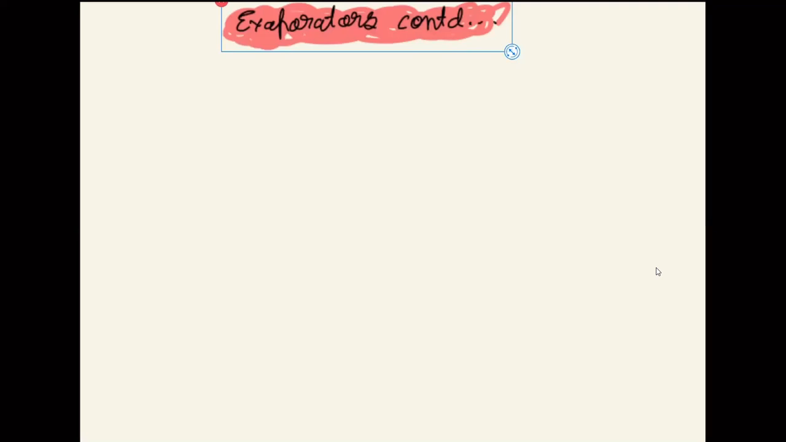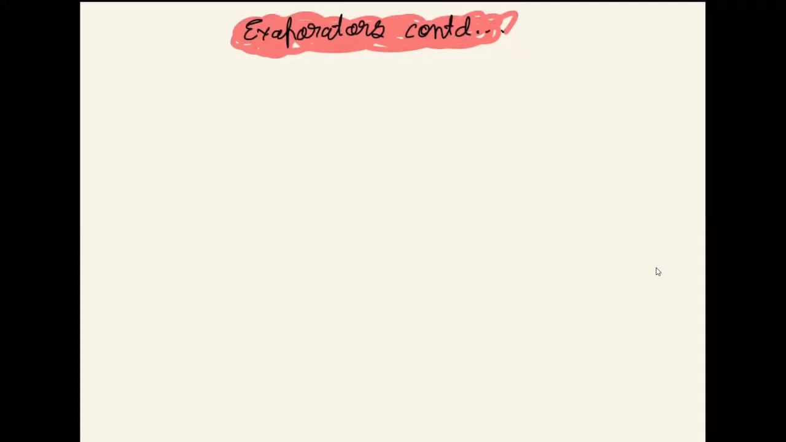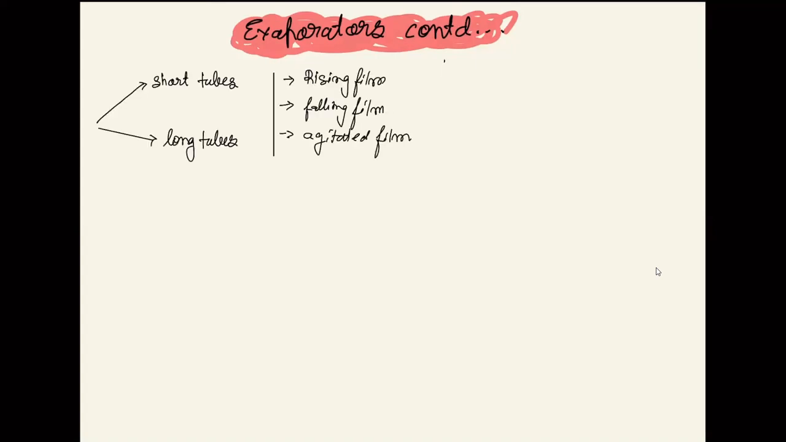If they have longer tubes, then long tubes. If they have short tubes, then short tubes. So we can have long tube and short tube types. In the long tube type, we can have, based on the films, something like rising film, falling film, and agitated film.